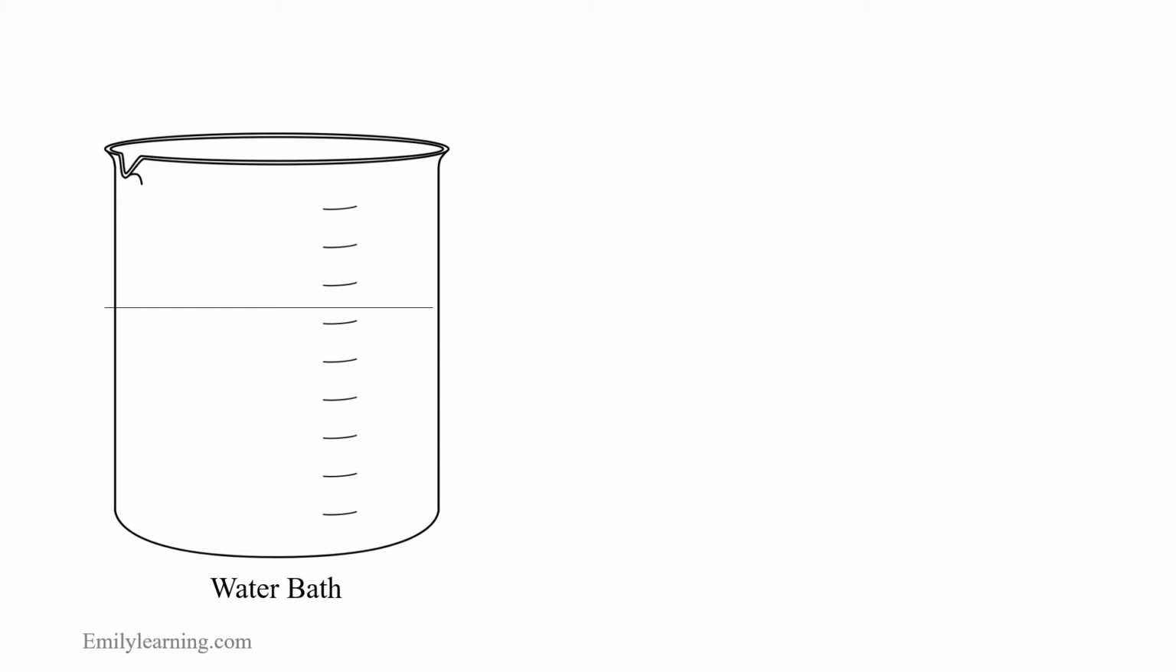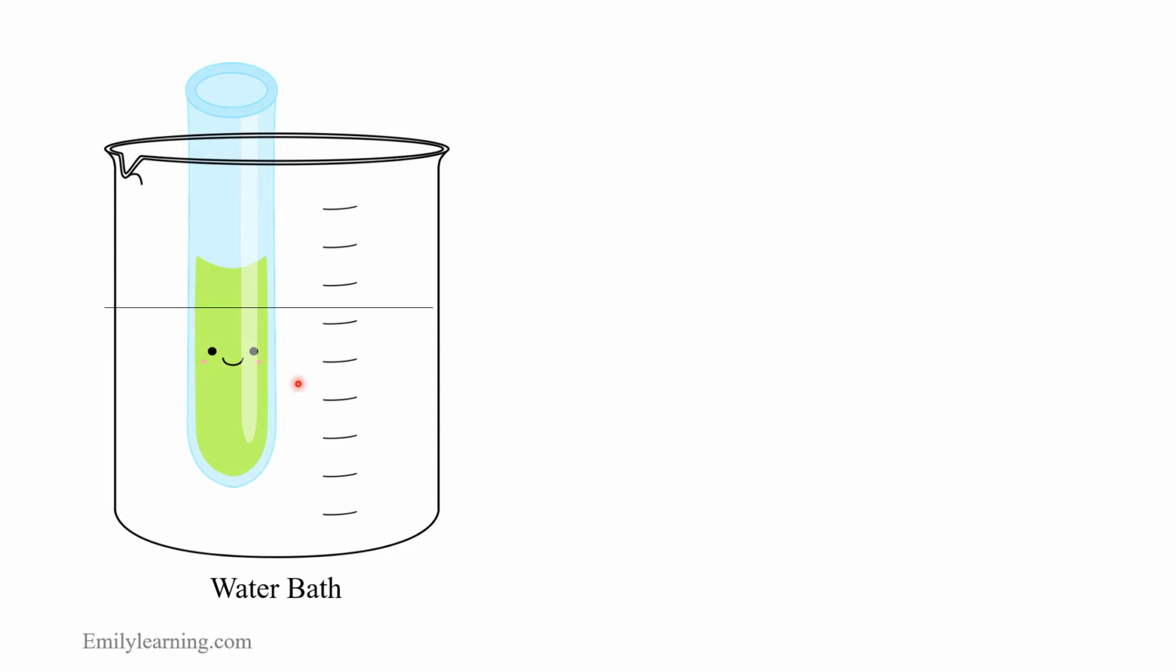So what is a water bath? Basically, to create a water bath, what you need to do is to first put hot water into a beaker, and then you put your test tube into it. If you are not given hot water, what you can do is to place this beaker of water above the Bunsen burner so as to heat it up. Then put in the test tube to heat up the organic compound.